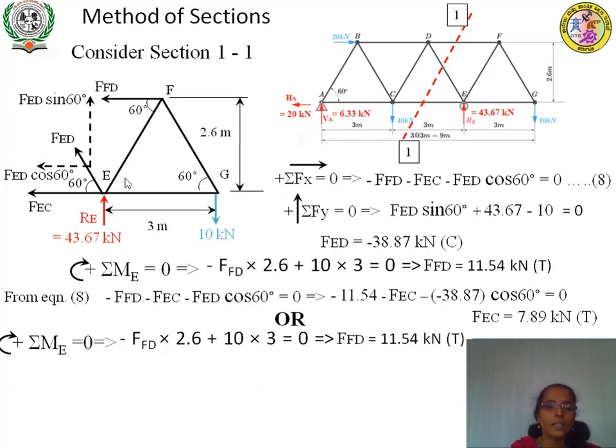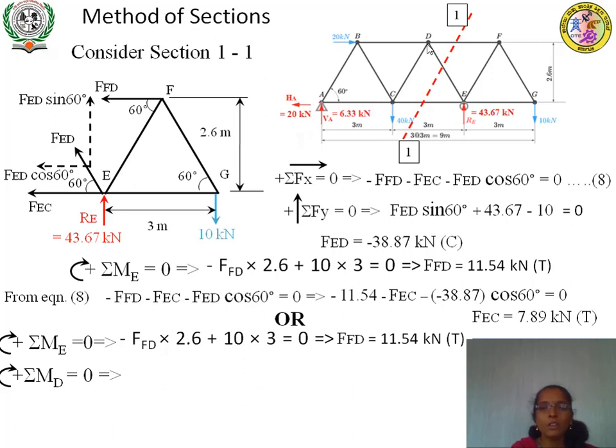So next, to eliminate two unknowns, we have considered joint E. These three are the unknowns. Next we have eliminated these two forces and we have found FD. Next if you consider joint D, this one, we can eliminate DE and DF, then we can find force in member CE. So we will take the moment about D is equal to 0.